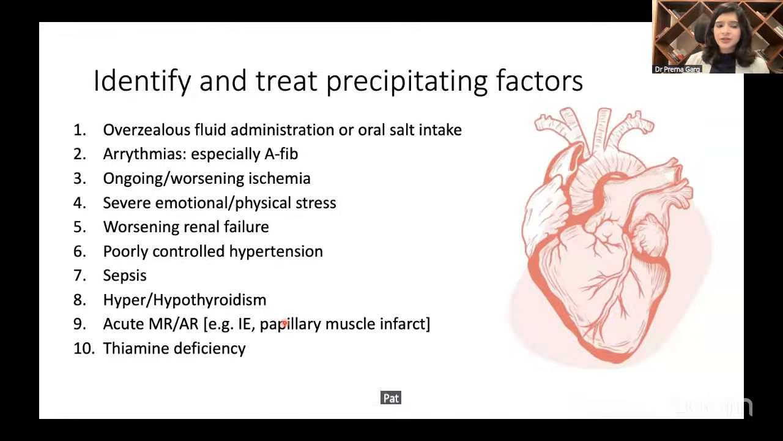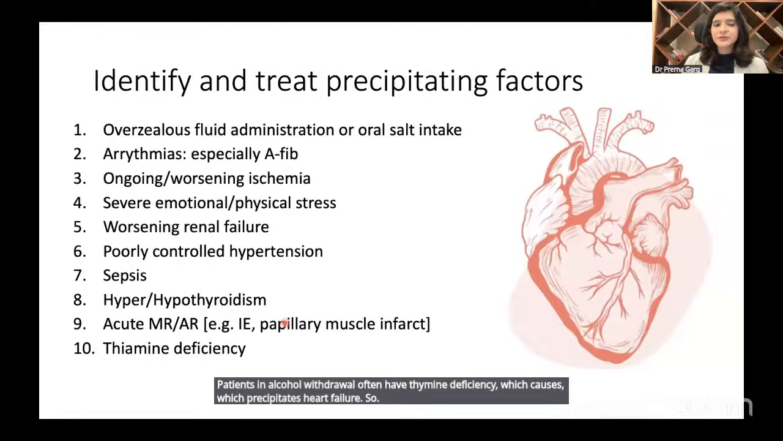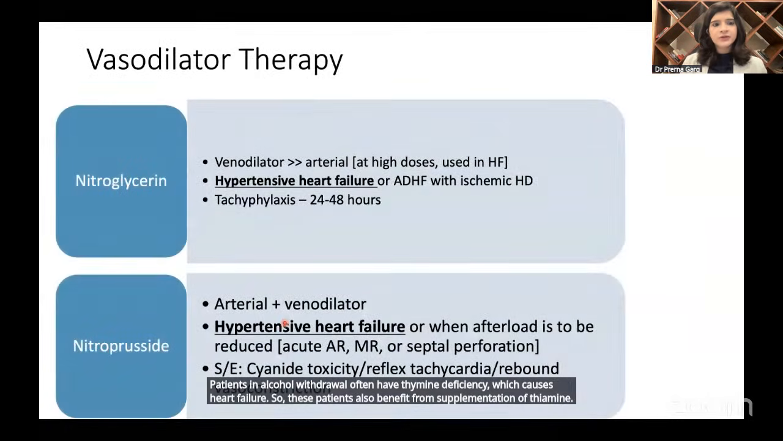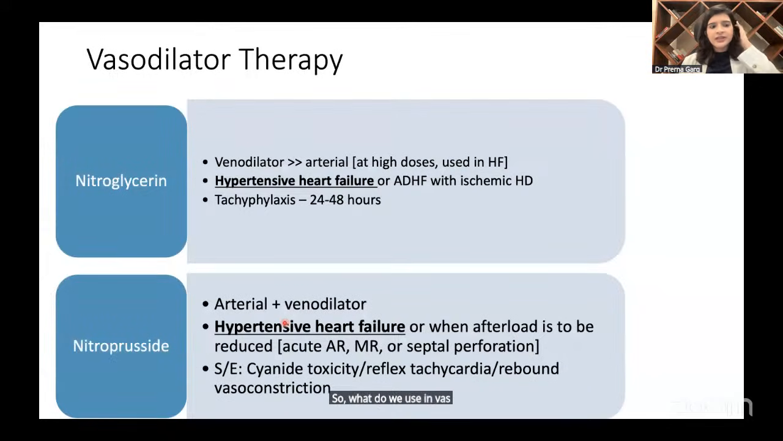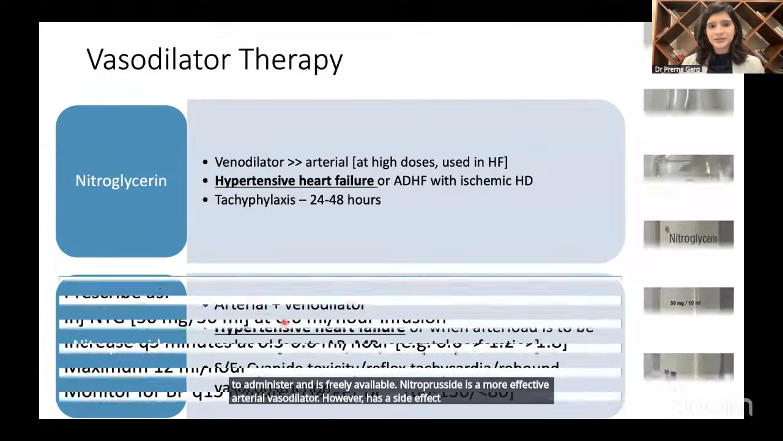Patients in alcohol withdrawal often have thiamine deficiency, which precipitates heart failure. So these patients also benefit from supplementation of thiamine. So what do we use in vasodilators? Most of us use NTG since it is easier to administer and is freely available. Nitroprusside is a more effective arterial vasodilator, however it has a side effect of causing cyanide toxicity.